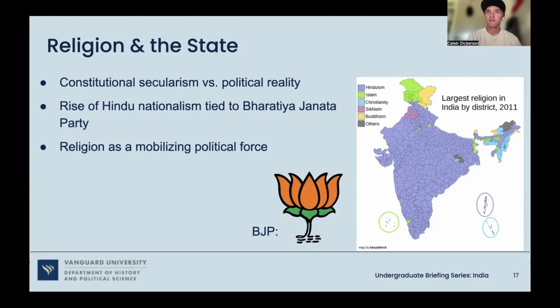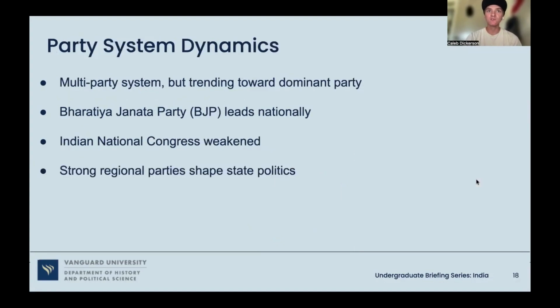We can look at a comparison in the United States. We have a lot of evangelical voting blocs in the southern United States. They lean more Republican. The Republican Party very much goes after that evangelical vote. This is very similar to how the BJP operates. So while India is secular in theory, in practice, religion is a very powerful force there, and it needs to be kept in mind.